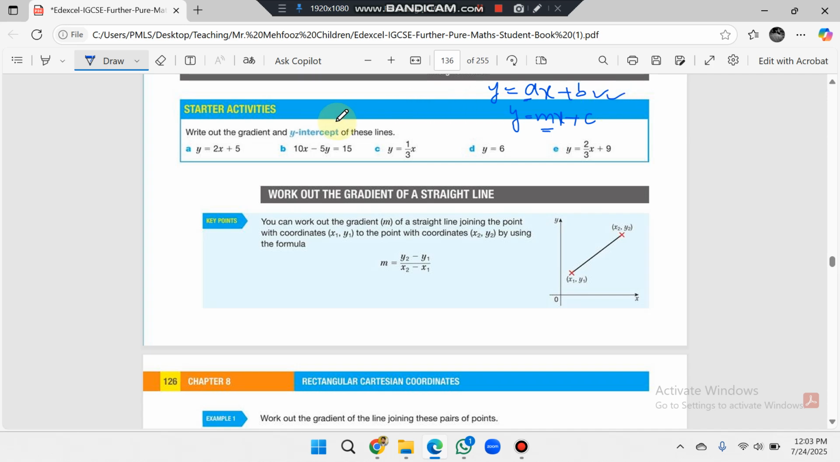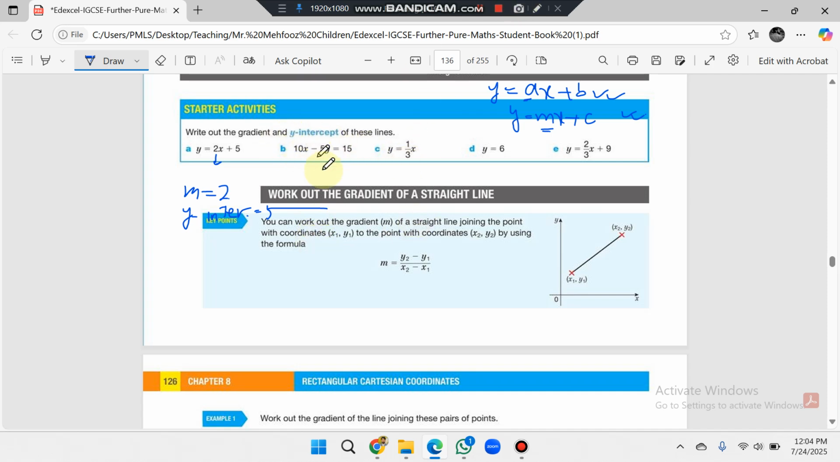So here in the first equation you can see that y equals 2x plus 5. When we compare this equation with the general equation, you can see that m equals 2. So m is the gradient, and the y-intercept is 5. Understand or not? Yes. Okay, next one is part B.